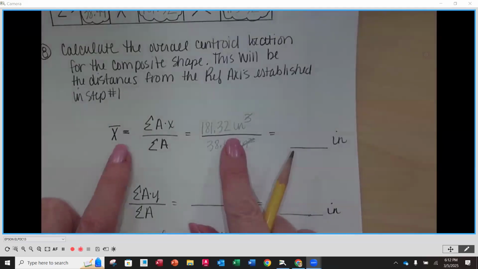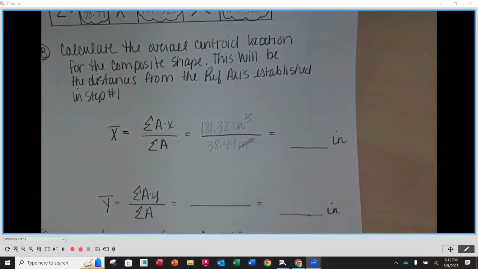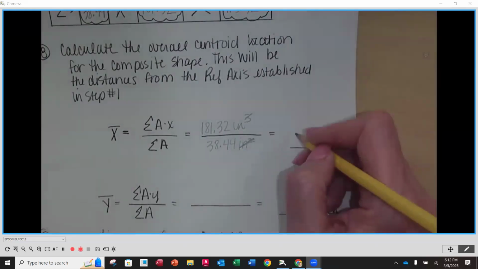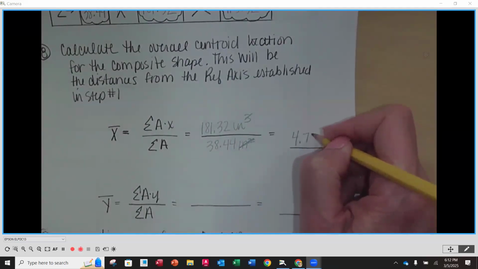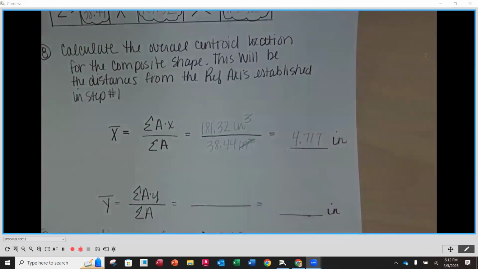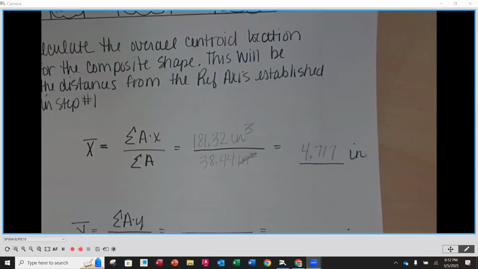If we're trying to find a dimension or a distance, X bar, it does make sense that the final units should be inches, right? What do we get for a value here? If we take 181.32, we divide by 38.44. I'm going to say 17. Okay, I'm going to add a decimal. So 4.717. Yep, you got it, Gabrielle.